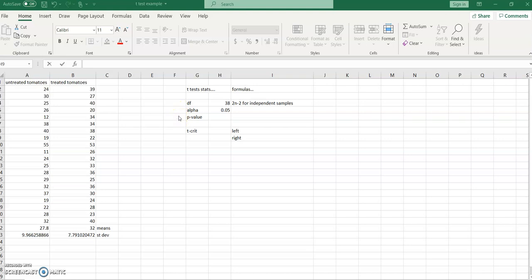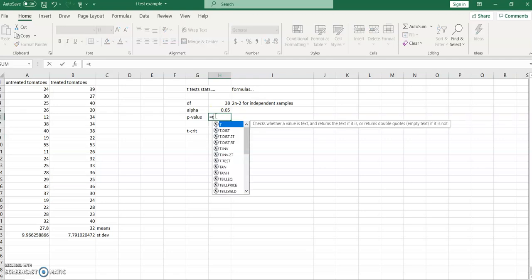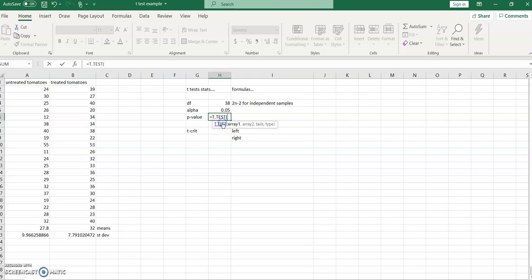A p-value is really the big stat we're looking for in a t-test. So let's generate it first, and then we'll talk about it. To get a p-value here, I'm going to hit equal. I'm going to hit t dot test, and I will hit a comma. Excel isn't the greatest thing ever, but it's pretty user-friendly.